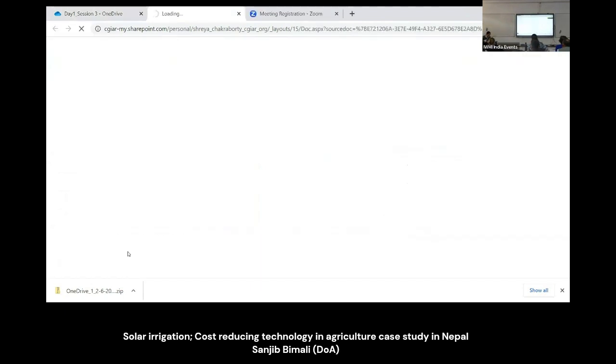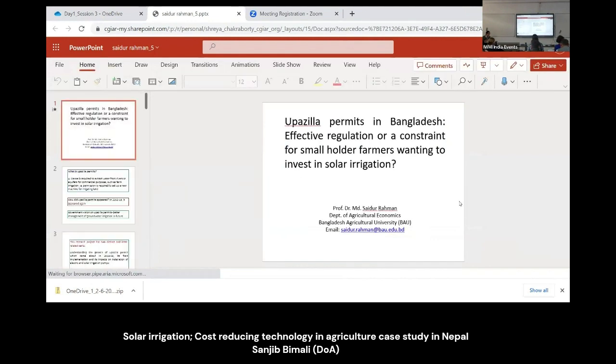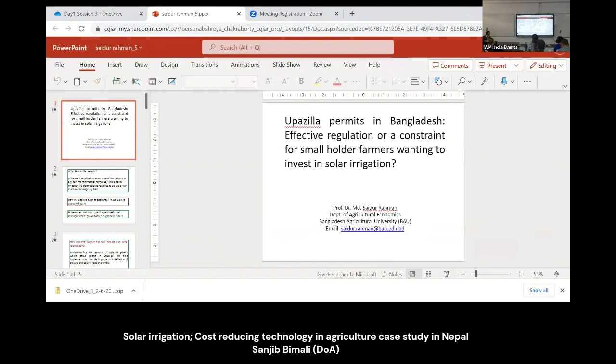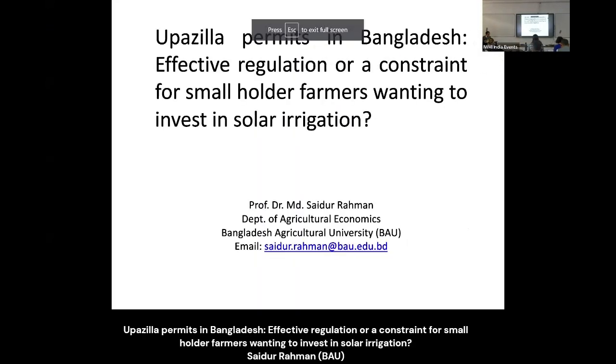Thank you, Sanjeev, sir, for your effective presentation with comparative study as well. And last but not least, I'd like to call Dr. Saidul Rahman, Professor of Bangladesh Agricultural University, to present his presentation on Upazila permits in Bangladesh: effective regulation or constraint for smallholder farmers wanting to invest in solar irrigation.